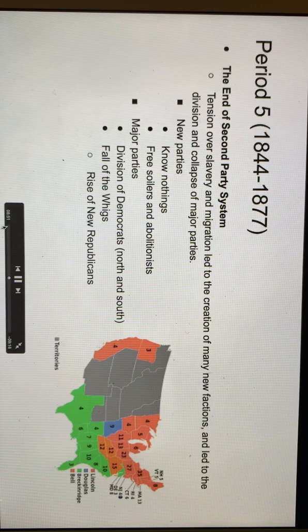election in 1860. The new parties were very sectional, meaning that the Republicans were exclusive to the North and the Democrats were exclusive to the South after this time period.